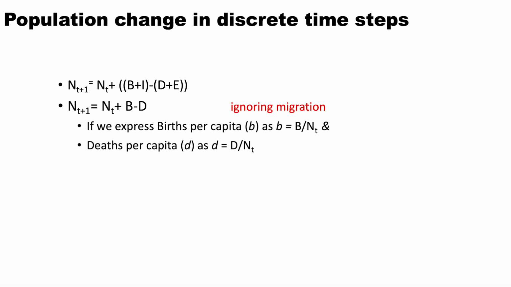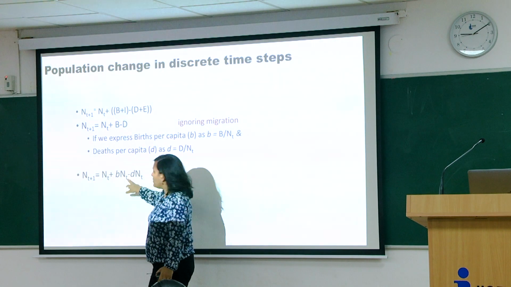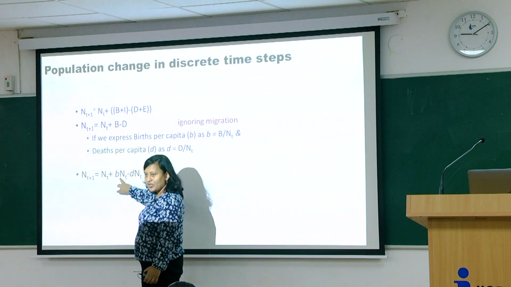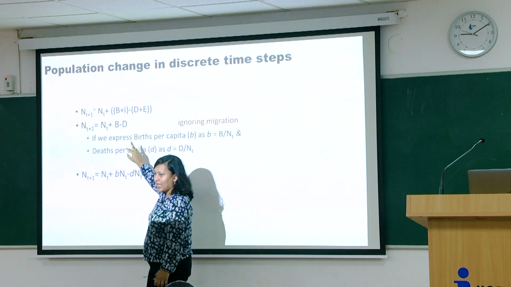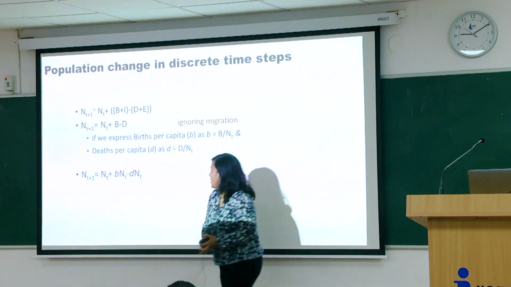And let's express the number of births per capita, that is the number of births happening in the population divided by the total population size, as small b. Similarly, the number of deaths per capita, let's express that as small d. So we have two more terms, small b and small d. Here again, the same equation can be rewritten like this: capital B becomes small b times N, and similarly capital D becomes small d times N.